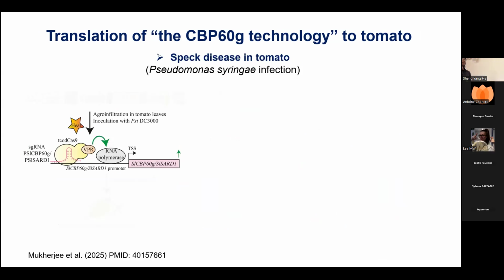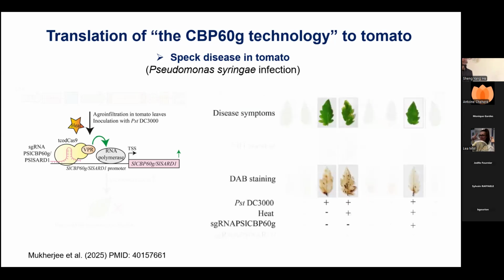This is in tomato. This is done by a group independent of us. We actually didn't know until recently they were doing this. In this case, they were using the Cas9 system to combine heat-inducible transcription with CBP60G. So it's not normally produced, but if there's a heat wave, it will produce CBP60G. It's a really interesting system. I cropped out many of the results. It's very detailed, but this is the disease symptom here.